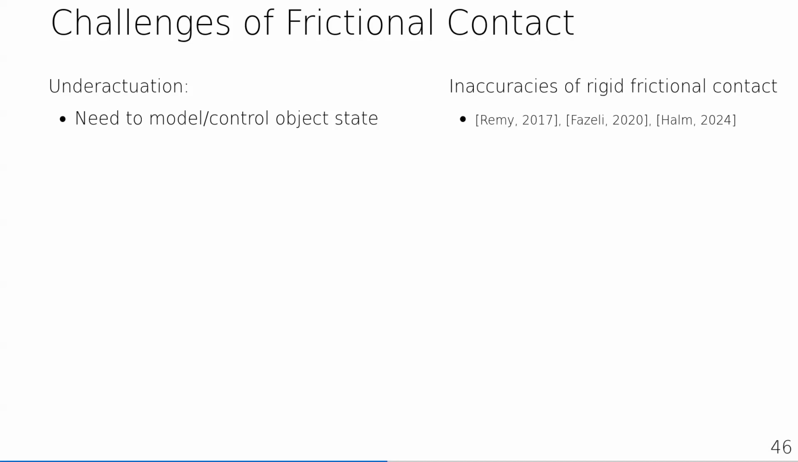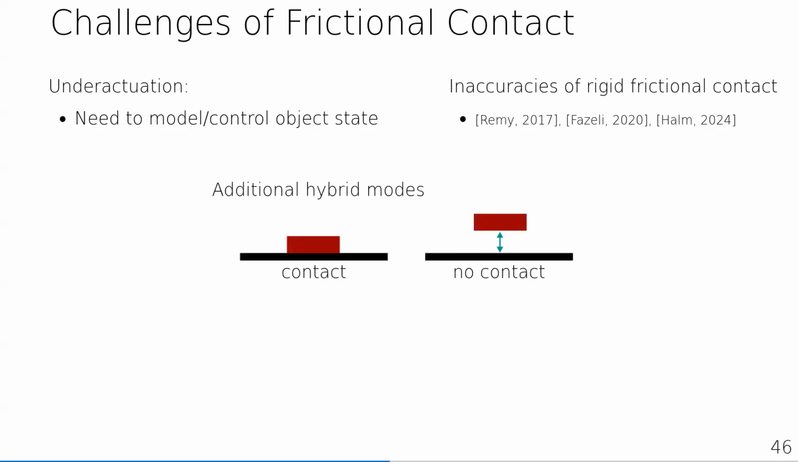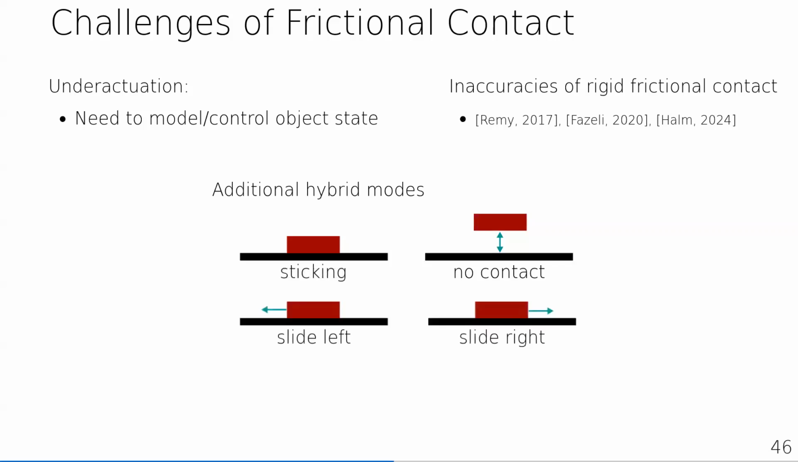Another challenge is known inaccuracies in rigid frictional contact. Just like how our models of rigid impact are flawed, our models for frictional contact have similar issues. Finally, frictional contact greatly complicates the planning problem. In my earlier work, we talked about how there are different dynamics per contact mode, but we only talked about contact and no contact. Well, there are different dynamics associated with sticking versus sliding as well, which introduces even more contact modes. So instead of just planning between contact and no contact for each leg or end effector, now we need to plan for sticking, no contact, and sliding in each direction.